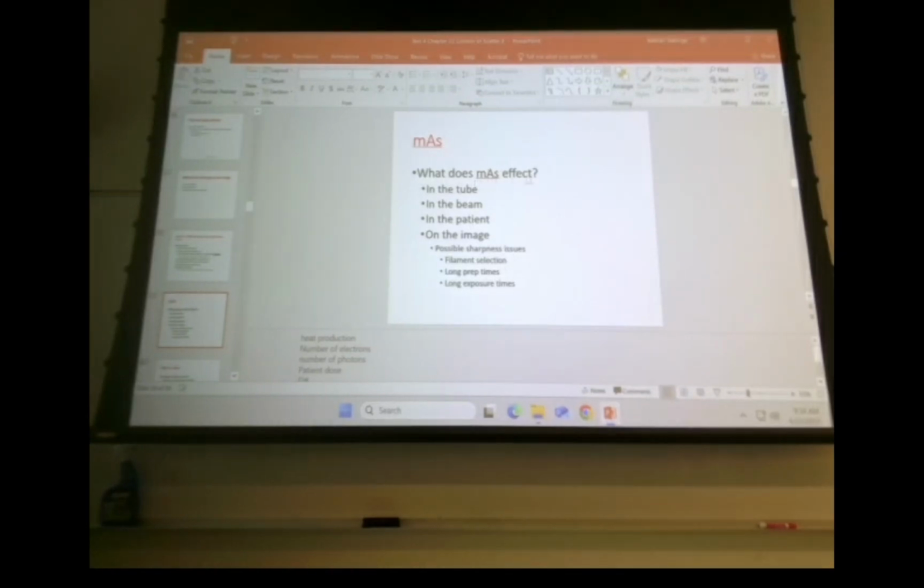So what mass affects in the tube is heat. In the beam, it's just numbers. In the patient, there's a direct correlation between the mass that we use and the dose to the patient. And on the image, possible sharpness issues for the things we talked about in the last section. If we can't utilize a small focal spot because of a high mAs value, then we're going to lose some sharpness of recorded detail. Long prep times give us a blooming of the space charge, and at long exposure time, we wind up with motion artifact, right?